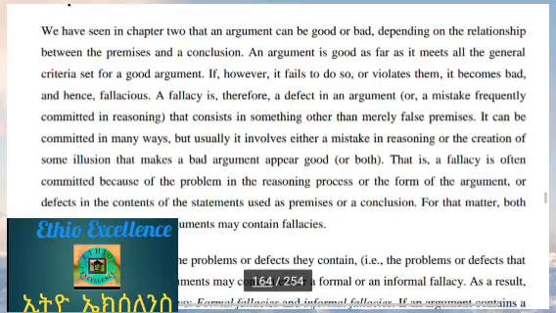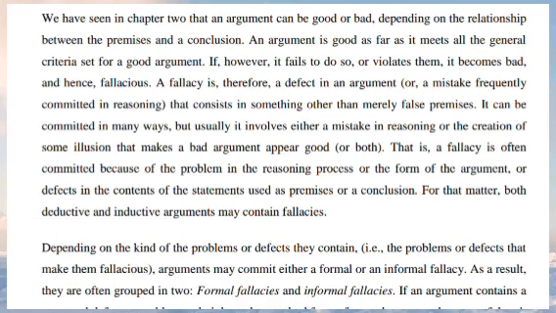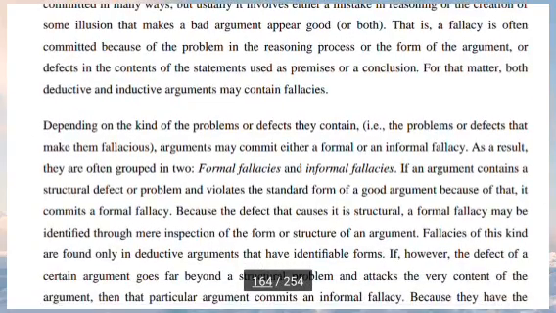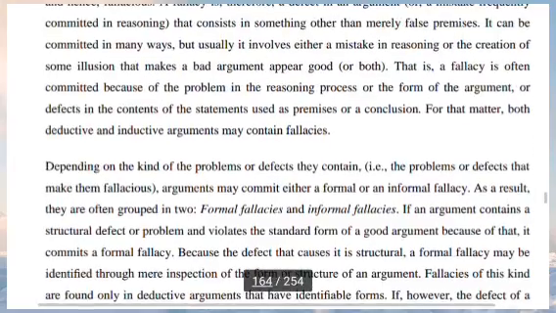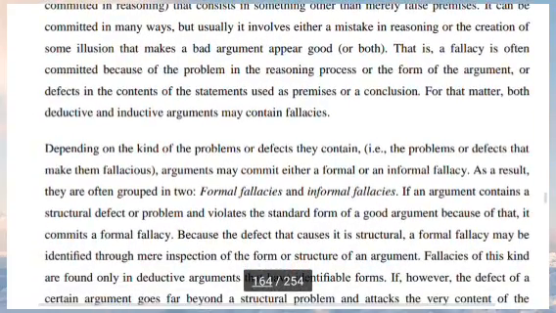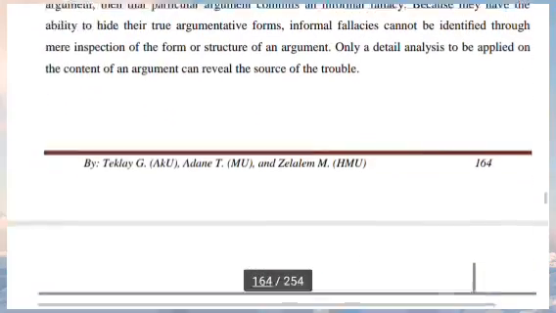ማለት በፕሪሚስ እና በኮንክሉዥን መሃል ያለ ግንኙነት ነው፣ ሁለቱ አንድ ላይ ሆነው የሚሰሩት ነገር ነው ካልን እና በፕሪሚስ እና በኮንክሉዥን መሃል ያለው ግንኙነት ከአርጊመንት ክራይቴሪያ ውስጥ ነው ብለናልና በእነዚህ በሁለቱ መሃል የሚከሰት ችግር የፕሪሚስ እና የኮንክሉዥን አለመጣጣም የፎርሙ የአርጊመንቱ ፎርም ብቻ በአርጊመንት ውስጥ ያለ ማንኛውም አይነት ዲፌክት ካለ ወይ ሚስቴክ የሚፈጠር ከሆነ fallacious ነው ያ አርጊመንት ይባላል ማለት ነው። So it involves either a mistake in reasoning or creation of some illusions that make a bad argument appear good. ወይ ሳይታወቅ የሚፈጠር ስህተት ነው ወይ ደግሞ ሆን ተብሎ አንባቢን ወይም ታዳሚን ለማወነጃበር የሚደረግ አርጊመንት ውስጥ የሚደረግ አይነት ነገር ነው fallacy የሚባለው። And a fallacy is often committed because of the problem in the reasoning process or the form of the argument or defects in the content of the statements used as premise or conclusion.